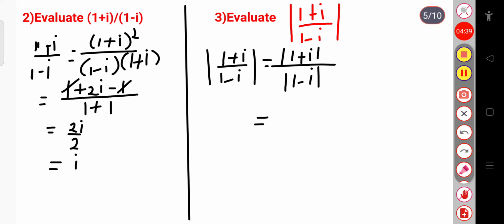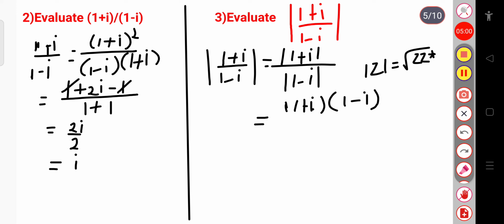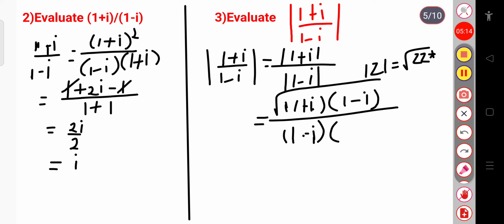Now, we can write the modulus of z equal to root over z into z star. Similarly, here we can write the modulus of 1 plus i equal to root over 1 plus i into its conjugate, 1 minus i. In the place of conjugate we have to simply put minus in the part of the imaginary. Divided by, in the denominator we have to write again 1 minus i and its conjugate will be 1 plus iota, and again the whole root over. Clear?